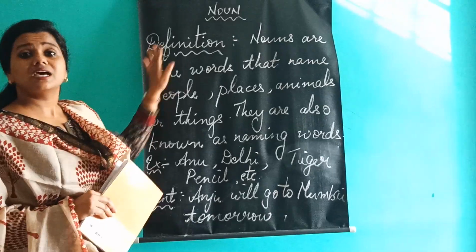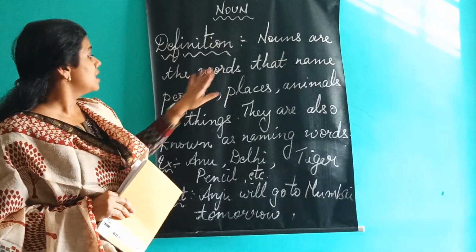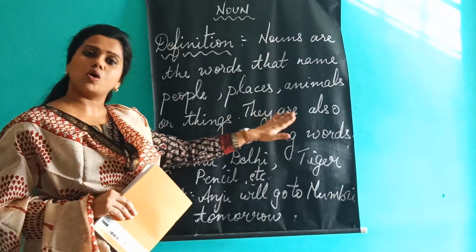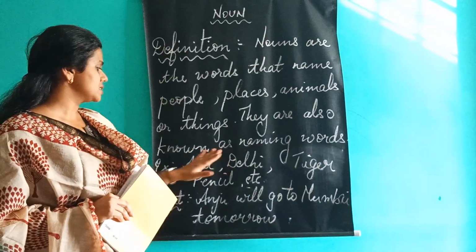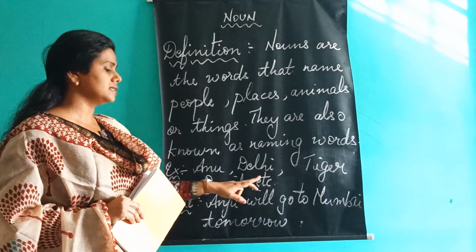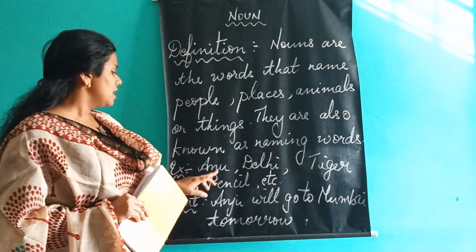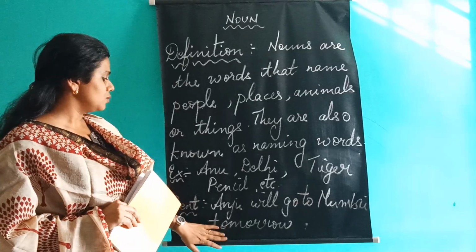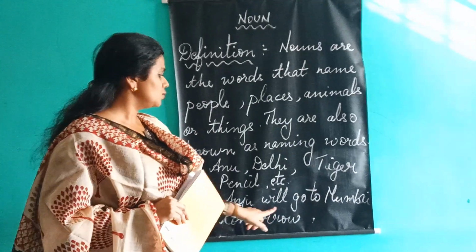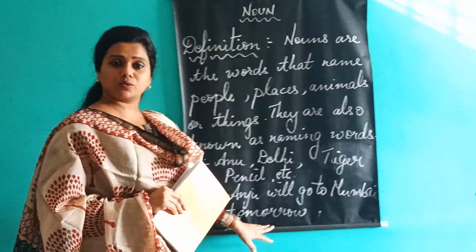I repeat, nouns are the names of people, places, animals or things. For example, Anu, Jelly, Tiger, Pencil, etc. Here, there is a sentence in which you can understand it more in detail. Anju will go to Mumbai tomorrow. In this sentence.